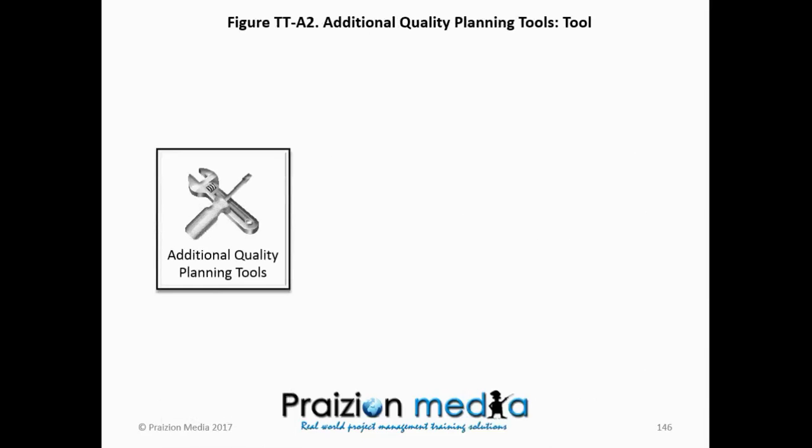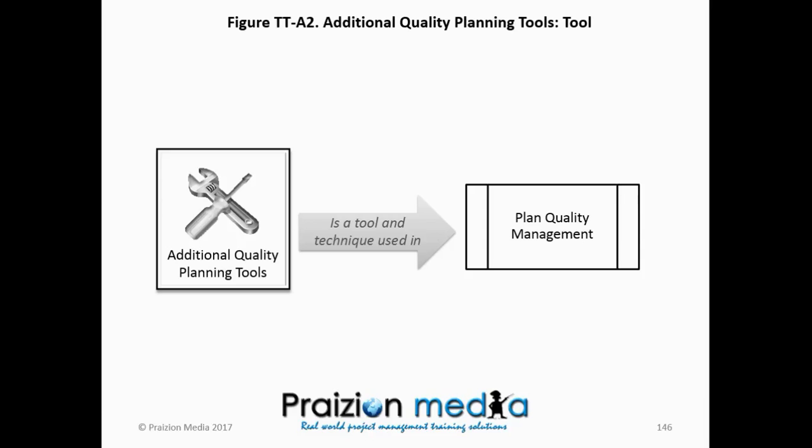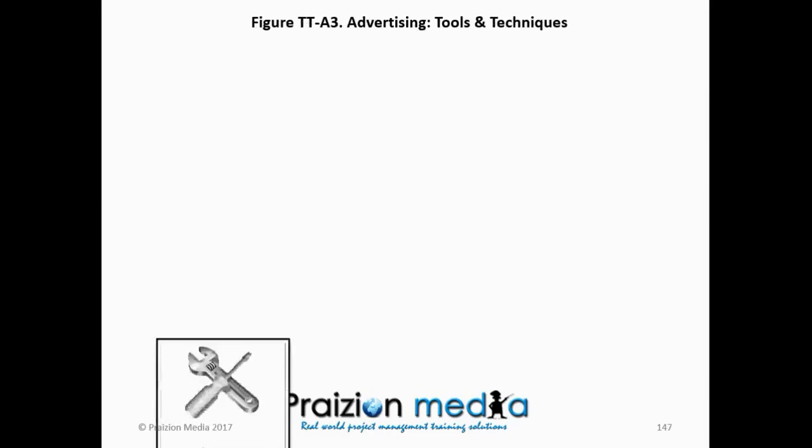The next one is Additional Quality Planning Tools. It's a catch-all for other quality planning tools that are used throughout quality. Even though it says Additional Quality Planning Tools, be aware that this could be used in other processes of quality.